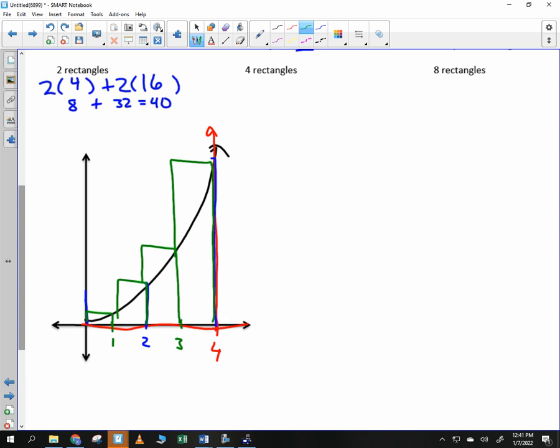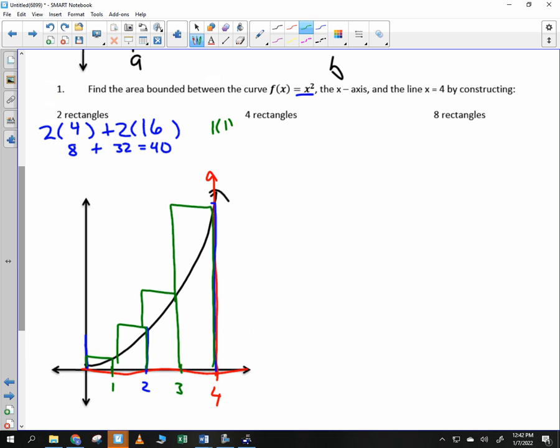Okay, so 4 rectangles. So I need the width, which is 1, times the height. What is the height of the first rectangle? How did you get that? You plugged it into the function and you got 1. Good. Plus 1 times 2 squared is 4. Plus 1 times 9.